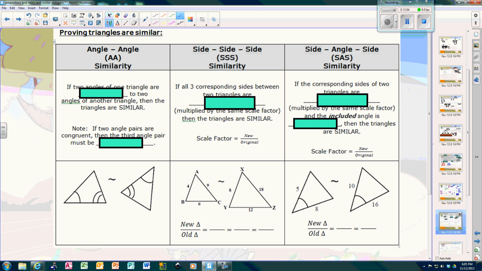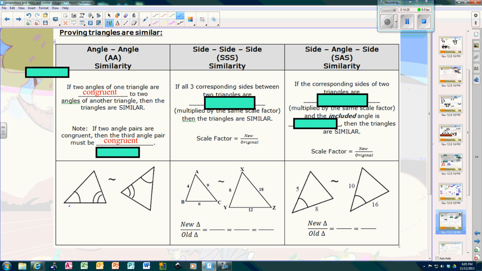All right, so now if we're going to prove triangles are similar, just like we did when they were congruent, we said that they could be side angle side, side side side, and there were like 5 different ones we got to choose from. Well, when we're talking about being similar, there's only 3, and that's it. But this time, angle works. If 2 angles of one triangle are congruent to 2 angles of another, they are similar. Note, if 2 angle pairs are congruent, then the third angle pair must be congruent.